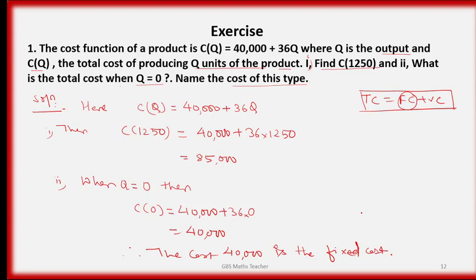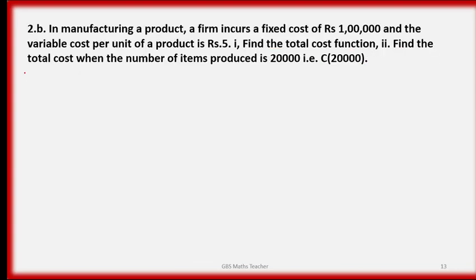Now, moving to the next question, dear students. Solution. Before starting the solution, let me highlight the question. In manufacturing a product, a firm incurs a fixed cost. This, already mentioned, this is fixed cost. And the variable cost per unit of a product is RS5. Find the total cost function. Find the total cost when the number produced is 20,000. This is also a very easy question.